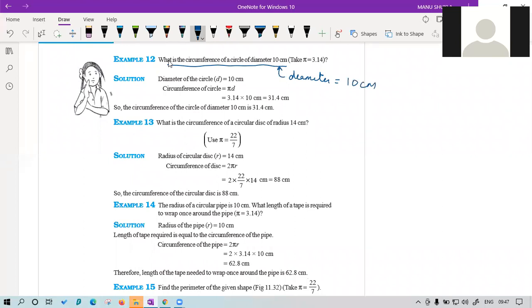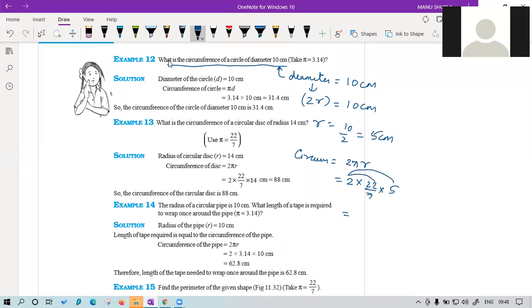Diameter is 10 centimeter. So we know diameter is actually 2 into radius equal to 10 centimeter. So radius equal to how much? 10 upon 2, that is 5 centimeter. Can we find circumference now? Class, circumference is given by 2 pi r. Put the value 2 into 22 by 7 into r is 5. If you solve it, you get the answer as 10 into this thing, that is 220 upon 7.